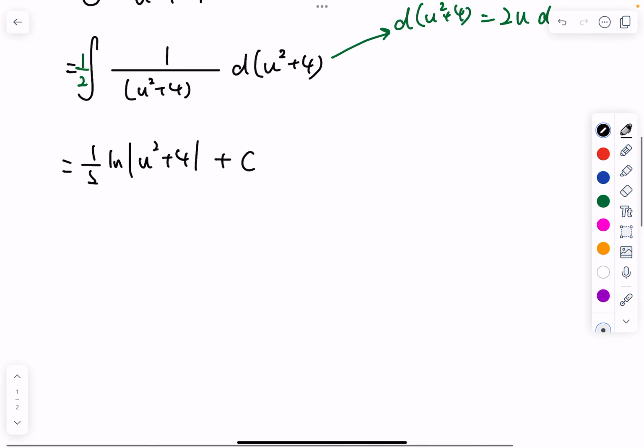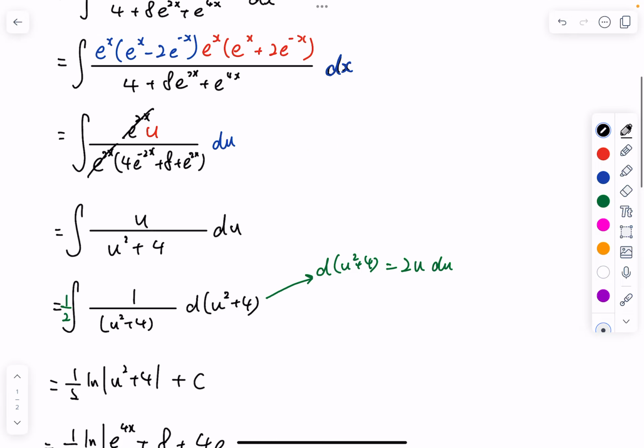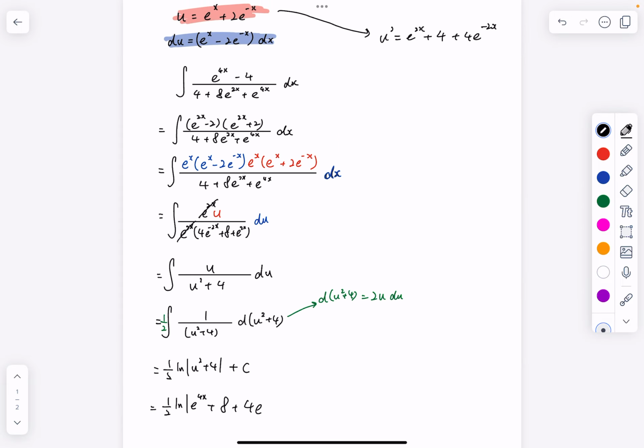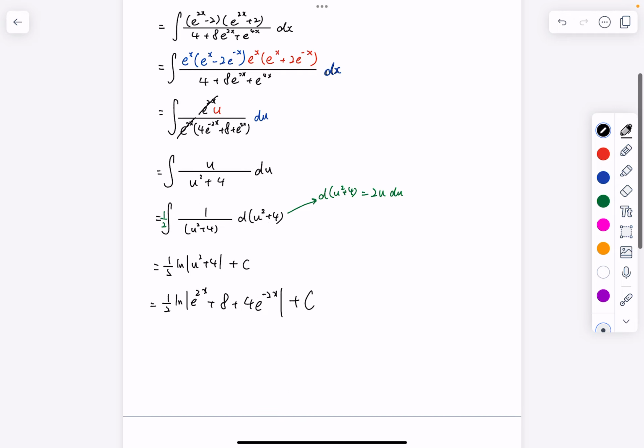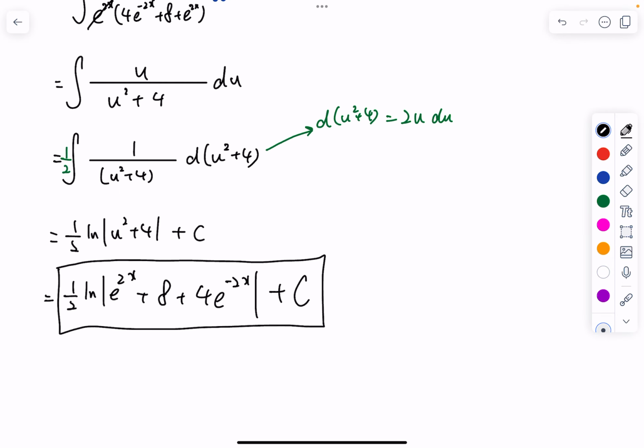So we will change back to 1 over 2 ln with e to the power of 4x plus 8 plus 4e to the power of, okay, wait for a second, u squared, oh sorry, not the denominator directly, it should be this one. So it should be e to the power of 2x plus x plus 4e to the power of 2x, plus c. And this gives us the final conclusion of this integral.